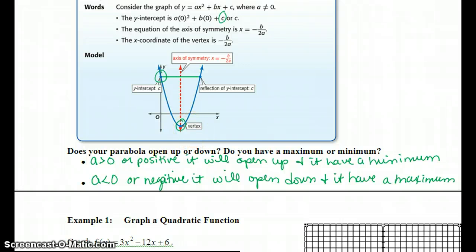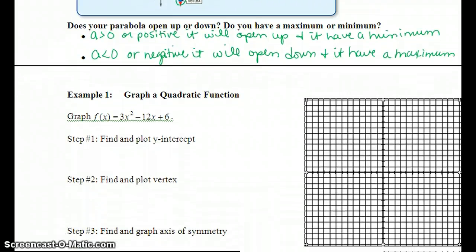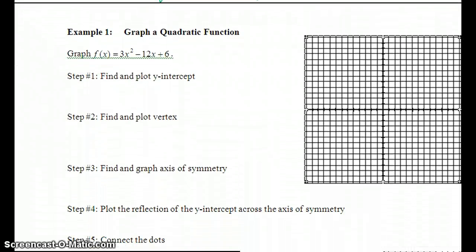So let's go down and do an example. There's a step-by-step process here that Miss Brocklebank did with you guys, and it's just so good. It just helps you walk right through the process. So let's use that information that she gave you last semester. Step one: find and plot the y-intercept. So we've got our quadratic function up here. We're going to take it and plug a 0 in for every x that we see, because we can find the y-intercept whenever x is 0.